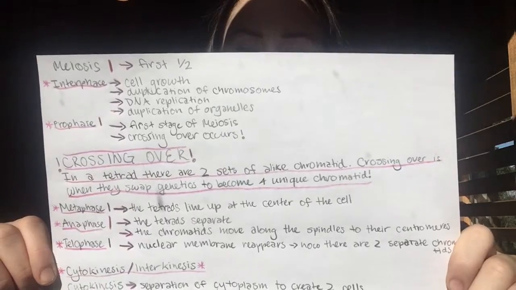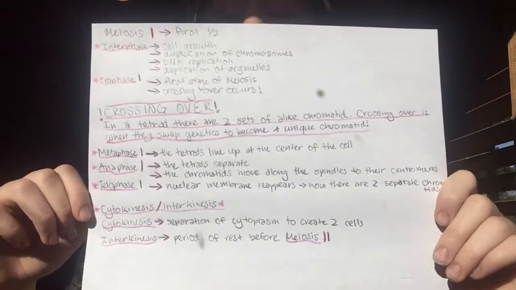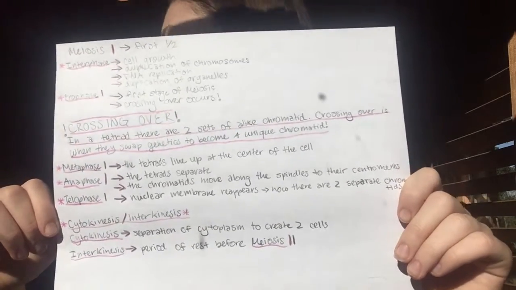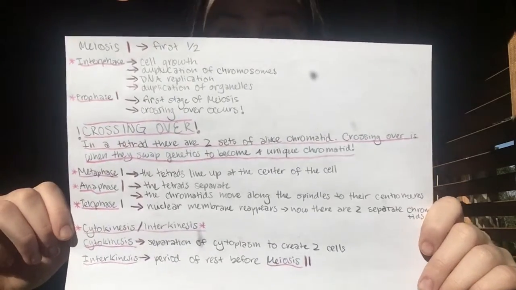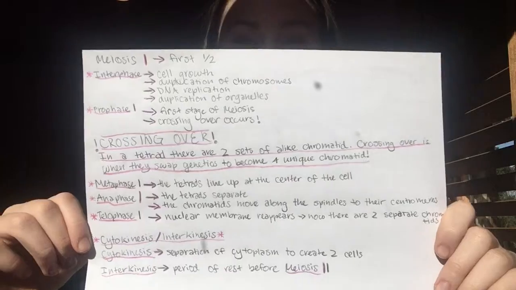After that, we have metaphase 1, where the tetrads line up at the center of the cell. Then we have anaphase 1, where the tetrads separate, and the chromatids move along the spindles to their centromeres. And after that, we have telophase 1, where the nuclear membrane reappears, but now there are 2 separate chromatids.